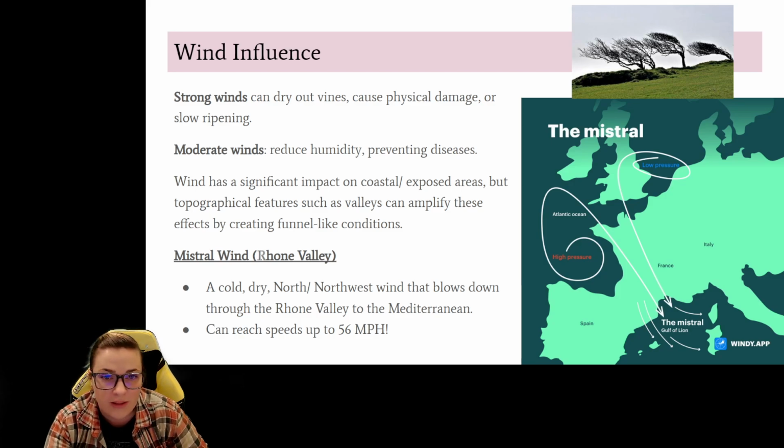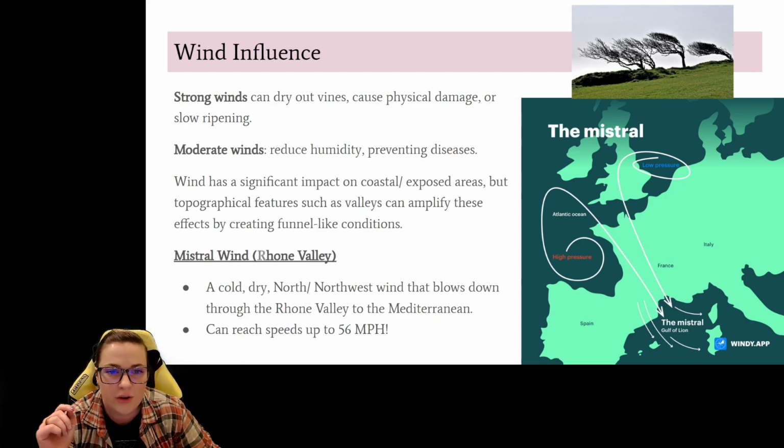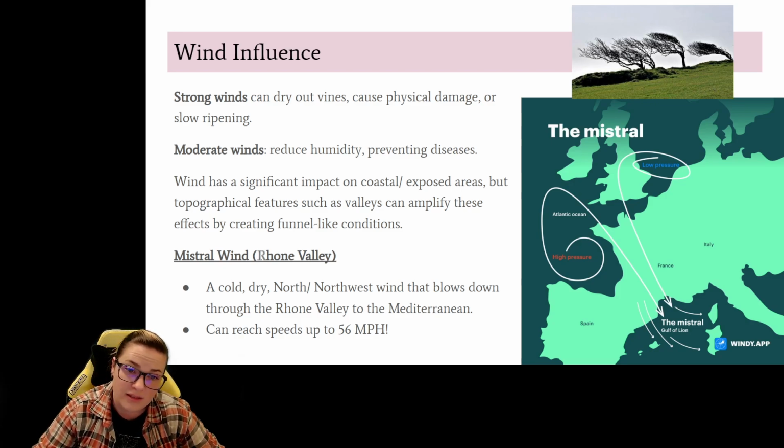So wind is especially significant on coastal or exposed areas, but sometimes you can have situations where other topography like valleys can amplify the effects and create a funnel to channel the air through, right? So a really good example of this is the Mistral wind of the Rhone Valley. It's a cold, dry north or northwest wind that blows down through the Rhone Valley to the Mediterranean, and it can reach speeds up to 56 miles per hour.